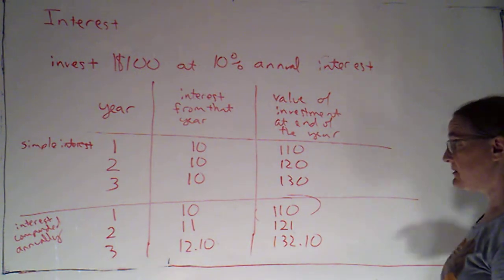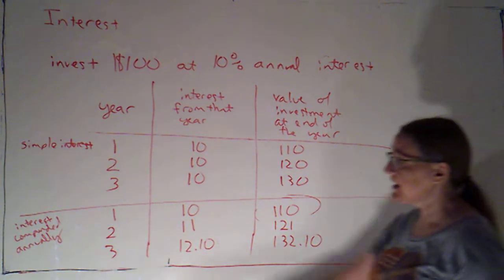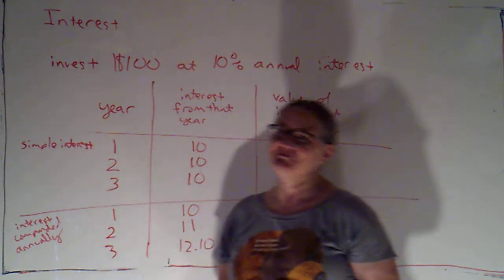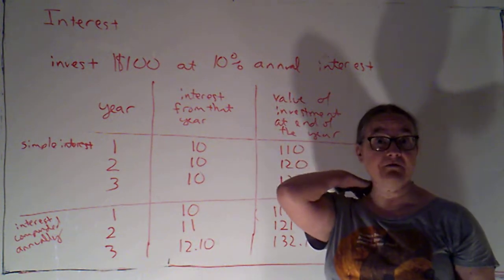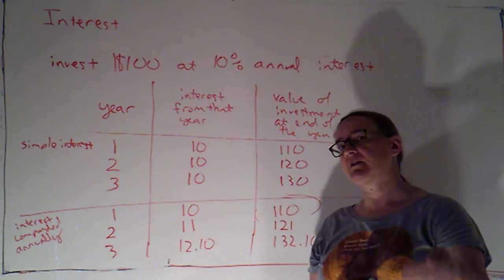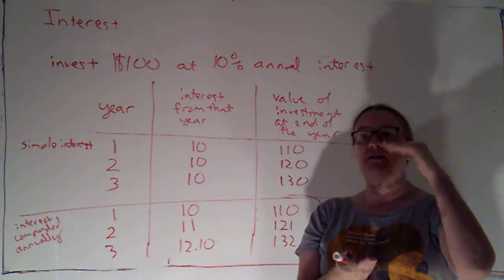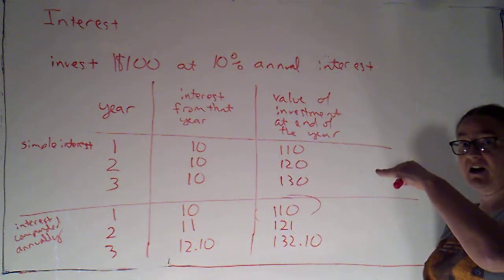The other thing is, we only calculated interest once a year. Here we were compounding annually. That's actually not usually what's done. Usually you would compound more often. So if we compounded interest at the end of every month, then that's more often, so the amount that we're basing the interest on has gone up.